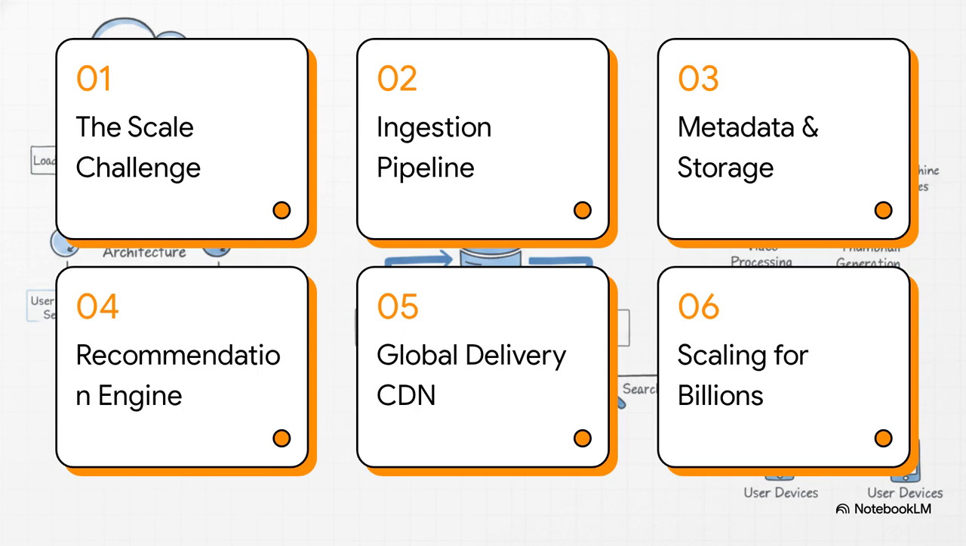First, we'll look at the short-form scale challenge. Then, the ingestion and processing pipeline. Next, managing metadata and storage. Fourth is the recommendation engine, followed by global delivery via CDN. And finally, we'll wrap up with scaling for billions of views.